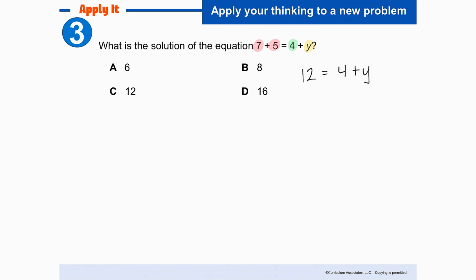Okay? So usually when we think about it, we look at what's happening next to it to find out what I'm doing the opposite of. And this number right here doesn't have an operator in front of it, but because it doesn't have a negative in front of it, we know that this 4 is a positive, and the opposite of a positive is a negative. So I'm going to go ahead and subtract 4 from both sides, and that will give me y equals 12 minus 4, which is 8. So y equals 8.